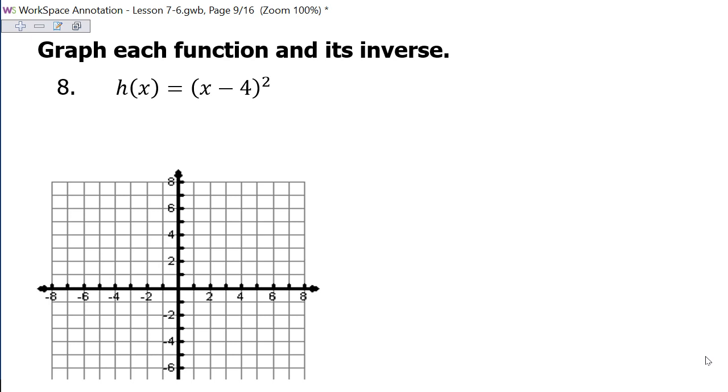And what does the -4 do to the parabola? It moves it to the right 4 units. So from the origin, move it to the right 4 units. And for a parabola, if you go over 1, what is 1 squared? So over 1, up 1. If I go over 2, what is 2 squared? 4. So over 2, up 4.